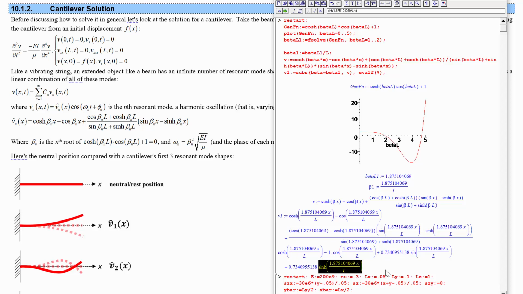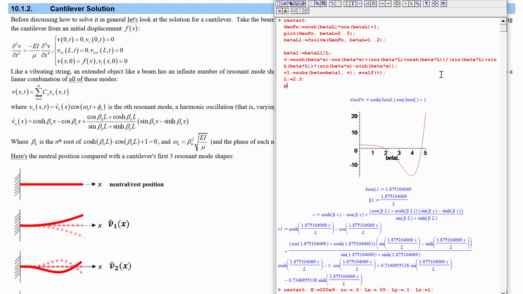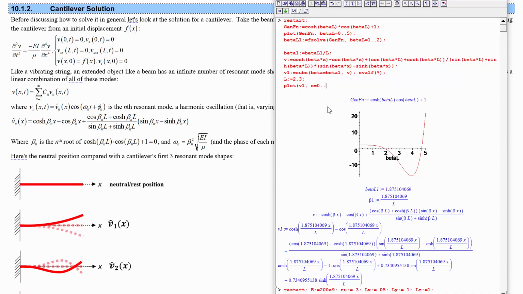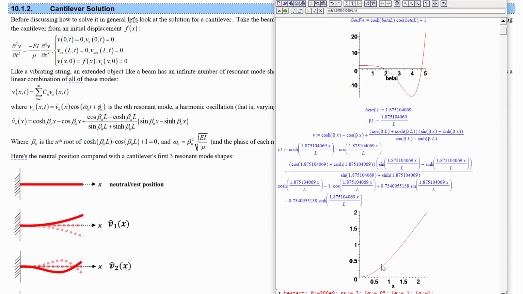So depending on what L is, we're going to have this thing that scales along the length of the cantilever. So regardless of what L actually is, let's say L is equal to 2.3. If we were to plot V1 from x is 0 to, whoops, logged out there. All right, we've hacked back in. So we're going to plot V1 from x is 0 to L and have a look at this. So here is the deformation of the first mode of the cantilever.